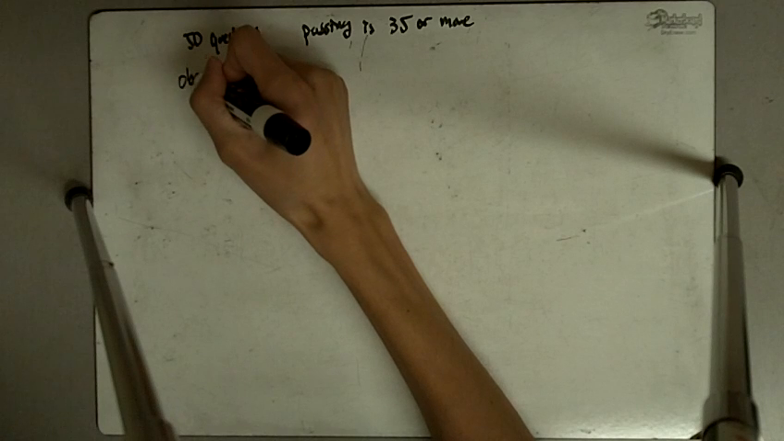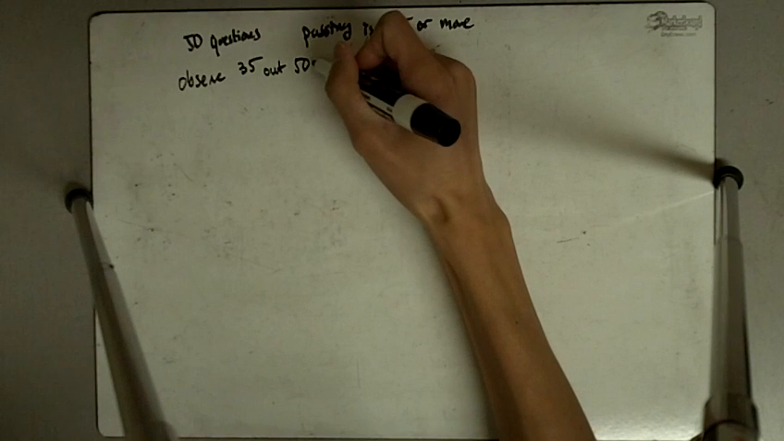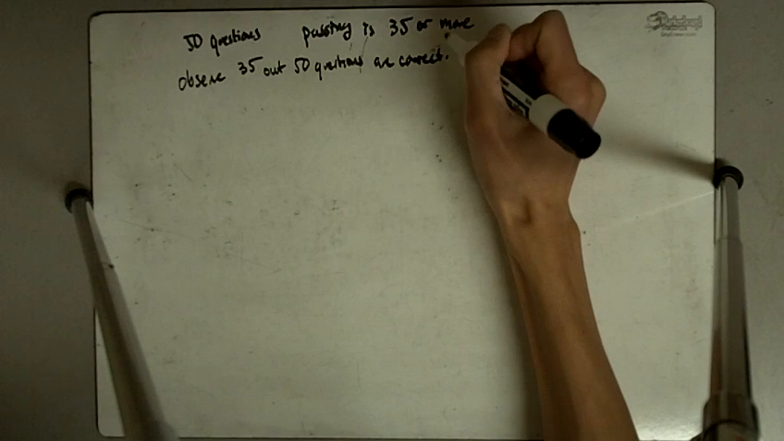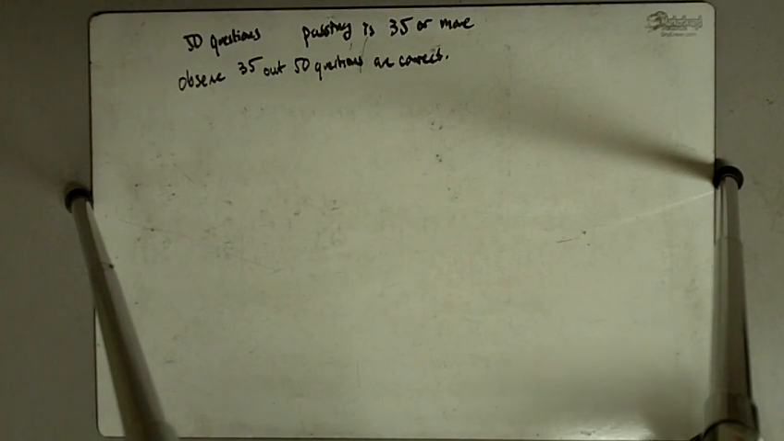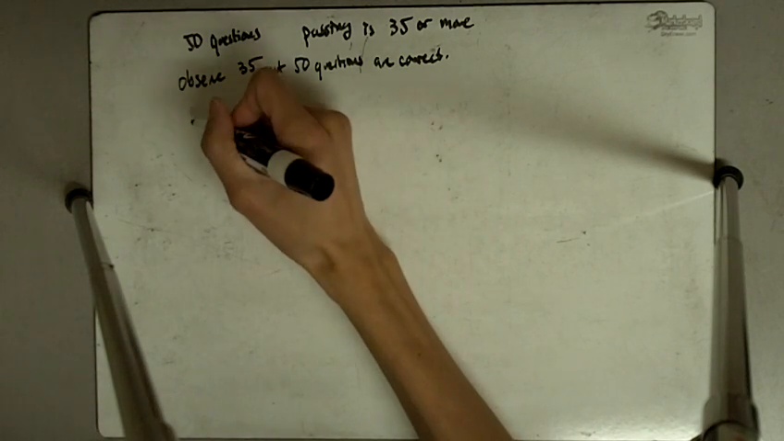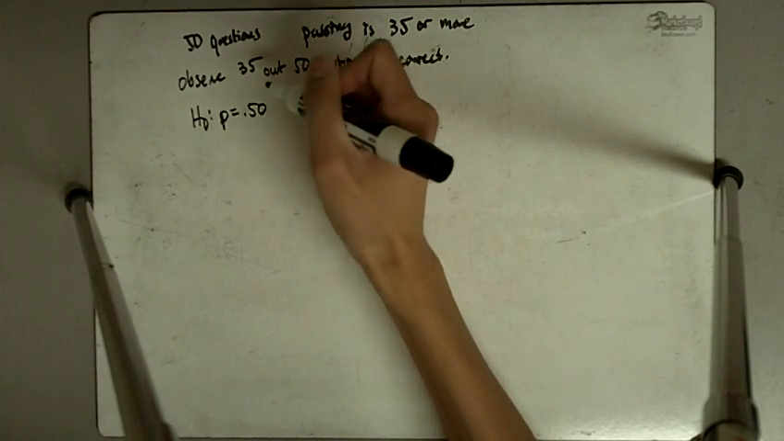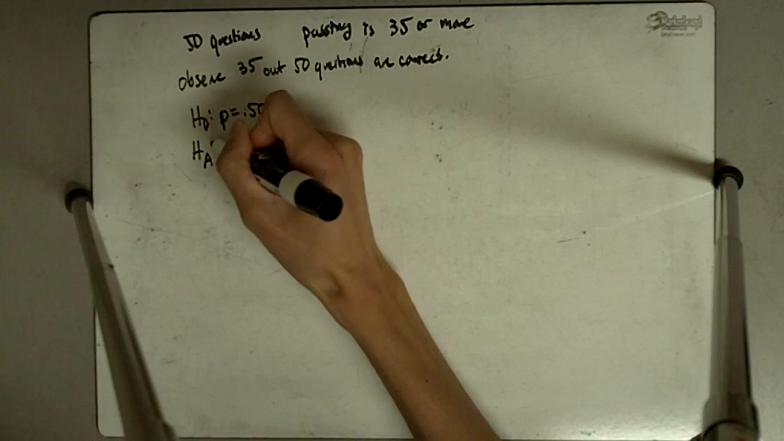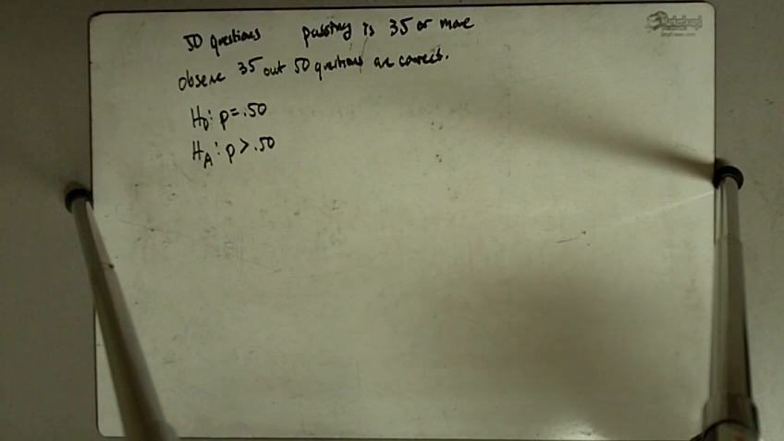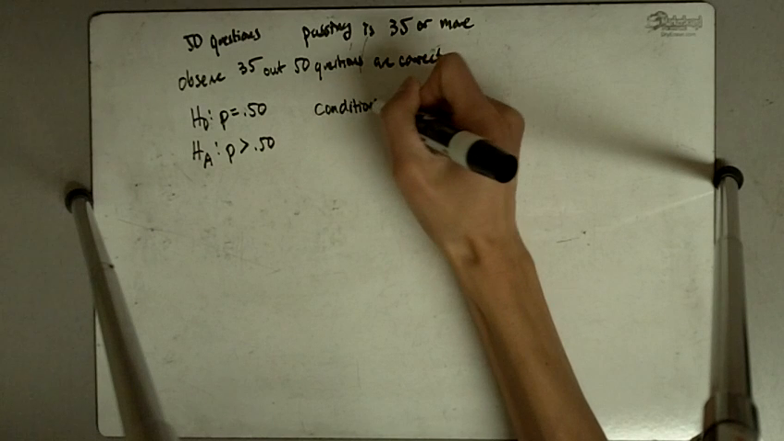So what we observe is 35 out of 50 questions correct. And we want to test if the student actually knows more than just complete guessing. It tells us the null hypothesis is that the proportion the student got right could just be from complete guessing, versus the student actually knows more than complete guessing. In step 2 it checks the conditions, and it says the conditions are met.